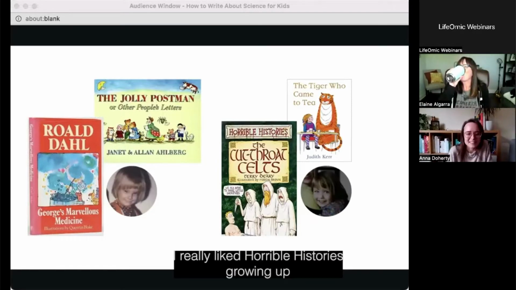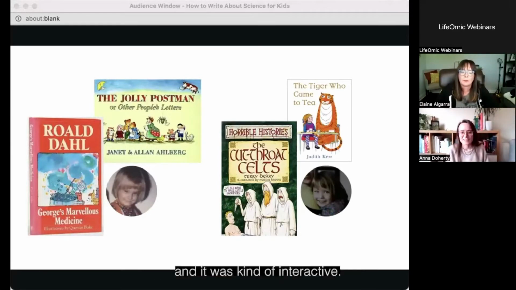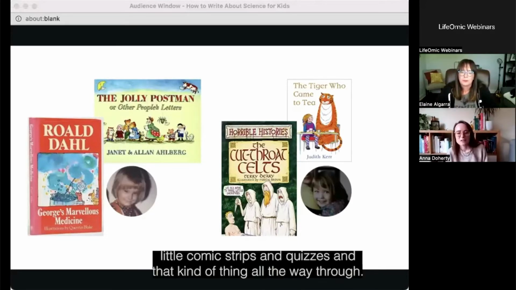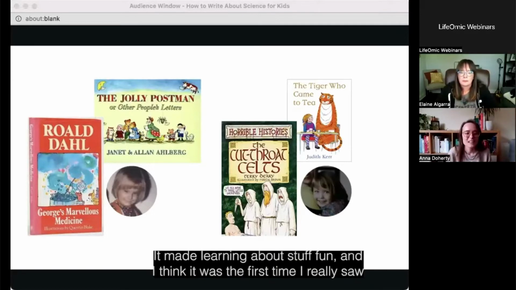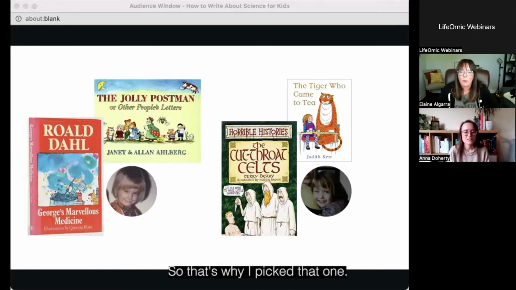I really liked Horrible Histories growing up because it was written in a really personal way, like it was talking to you, and it was interactive. There'd be little jokes, and little comic strips and quizzes and that kind of thing all the way through. So it made learning about stuff fun. And I think it was the first time I really saw a non-fiction book that I wanted to read, and also a non-fiction book out of school. So that's why I picked that one.